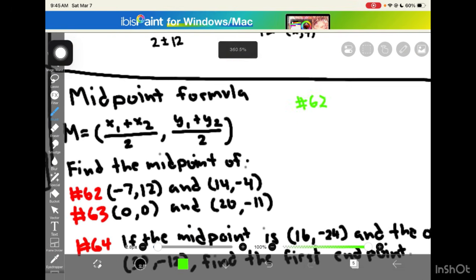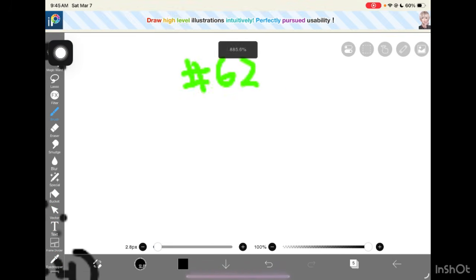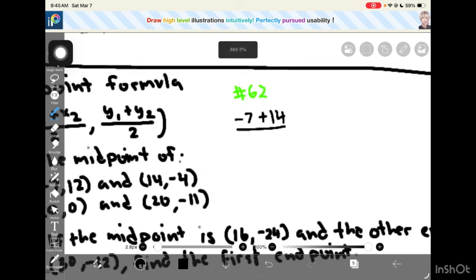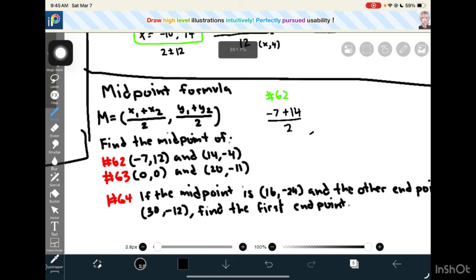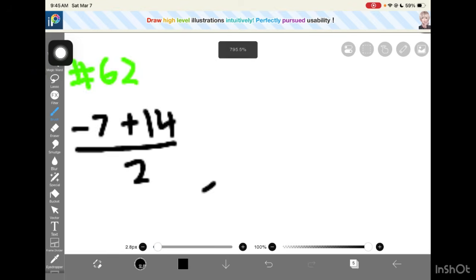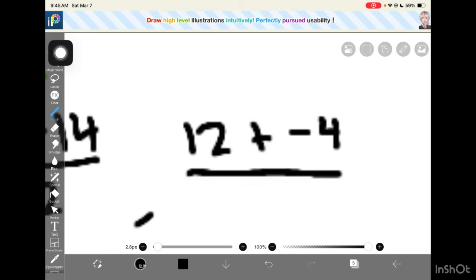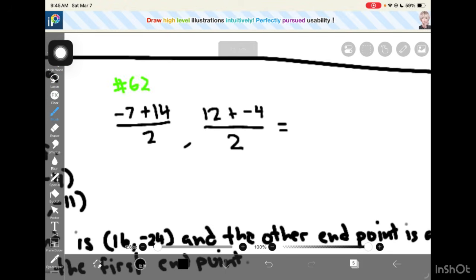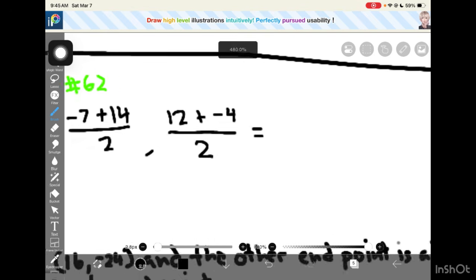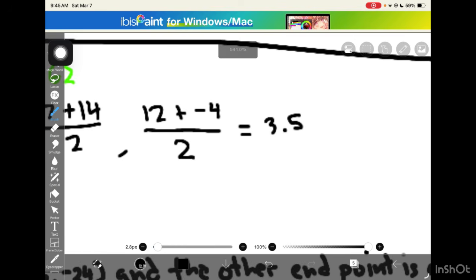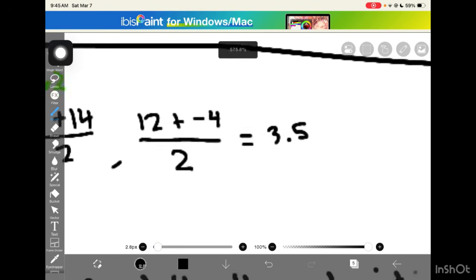We have negative 7 plus 14 over 2 and negative 12 plus negative 4, over 2. So that equals to, let's see that one. I believe that's 3.5 and 3.5 and 4.